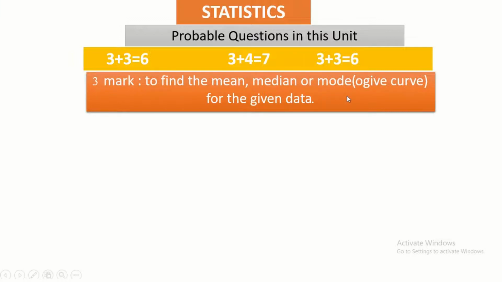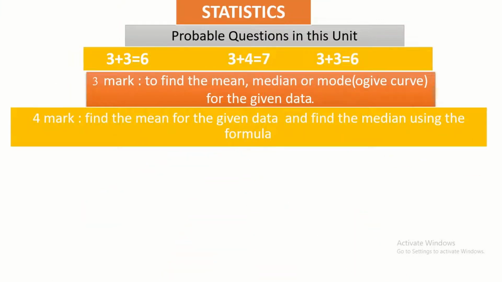And for 4 marks questions there is a question like this: find the mean for the given data. Here also they give the data and you have to find out the mean of that given data, and then by using the formula that relates the mean, median and mode, you have to find out the median by using that formula. So this type of 4 marks question may be asked like this.